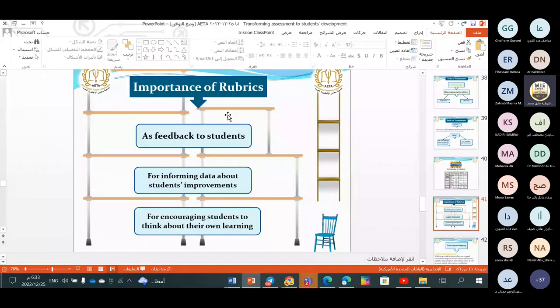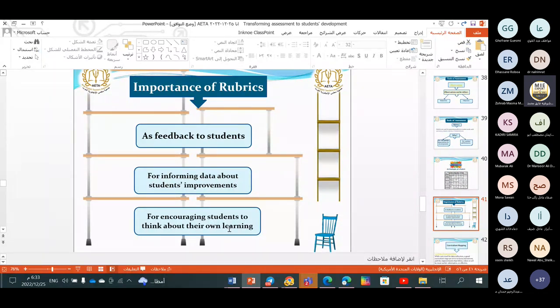What is the importance of rubrics? Why do we use rubrics? It is feedback to students. It is very necessary to give the students feedback on their grade, their understanding, or their level of competence. Also, it provides information data about students' improvement. Another point is encouraging students to think about their own learning.